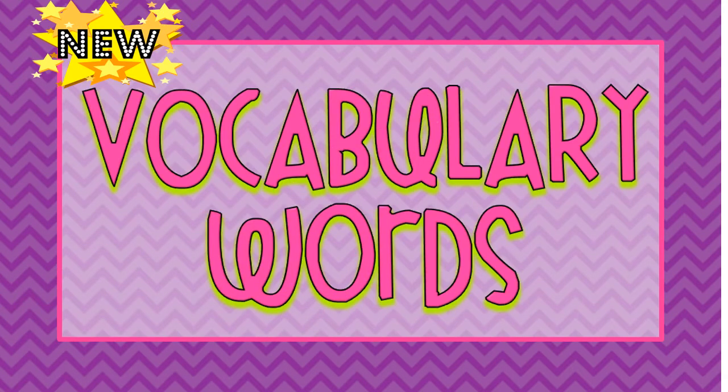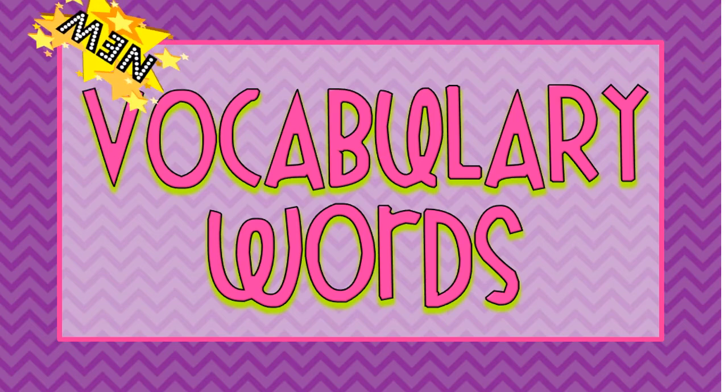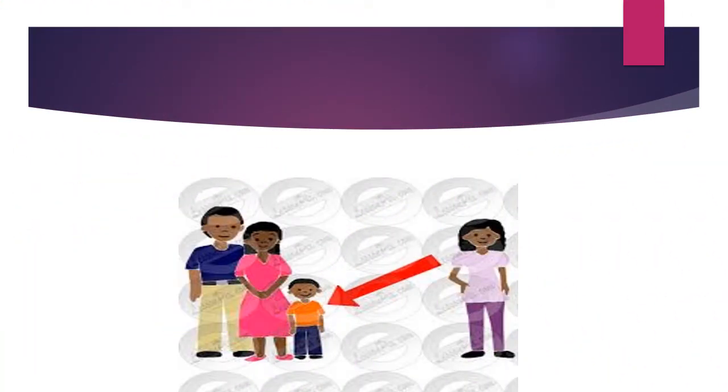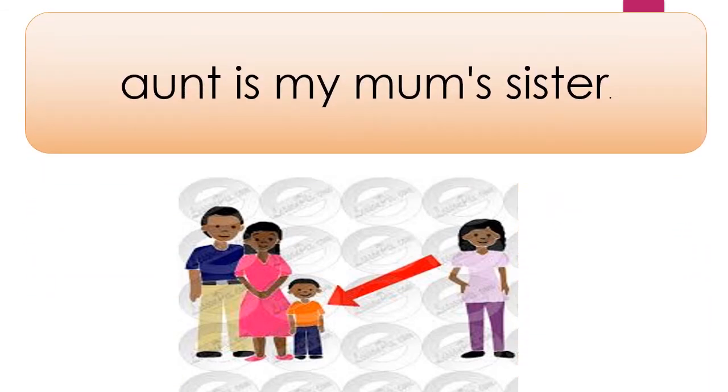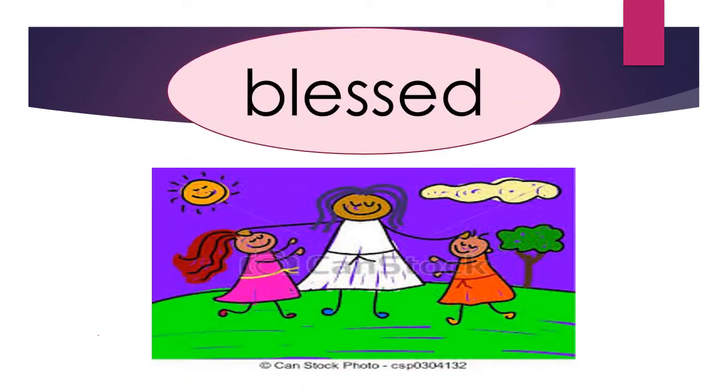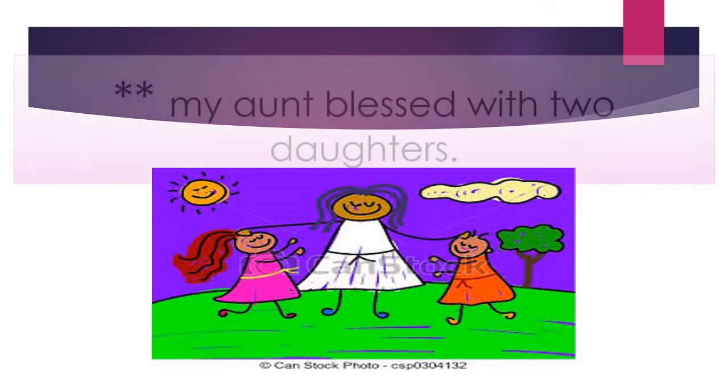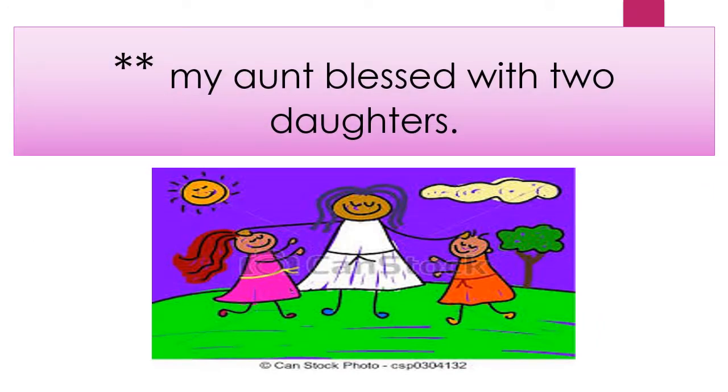Now it's our time with our new vocabulary, new words. Aunt. Repeat after me, aunt. For example, aunt is my mom's sister. Blessed. Repeat after me. Blessed. My aunt is blessed with two daughters.